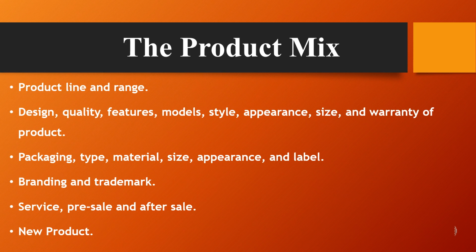Then comes design, quality, features, model, style, appearance, size, and the warranty of the product. Then comes packaging, the type of packaging. Then comes the type of material used, the size of the product, appearance of the product, and the label of the product. Then comes trademark and branding. Branding is the process of creating distinct identity for the company, product or the services that differentiates it from its competitors and builds a strong positive perception in the minds of the consumer.